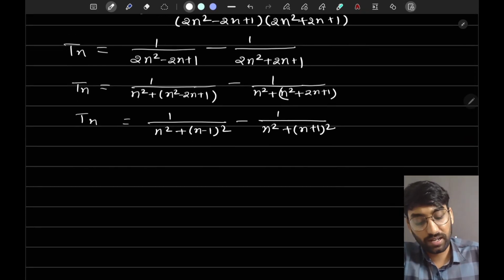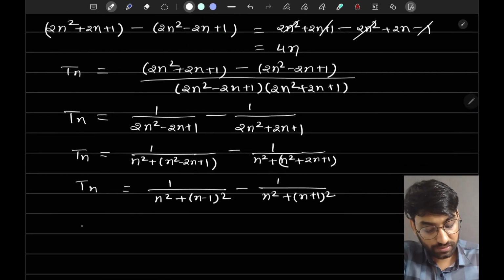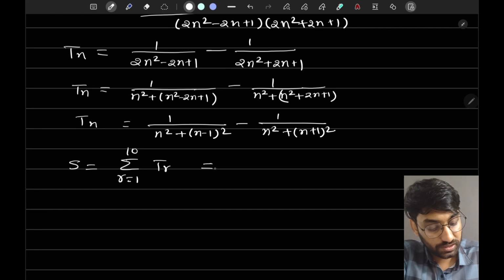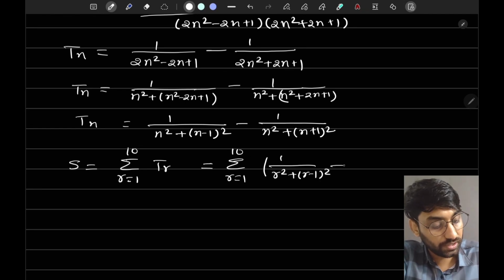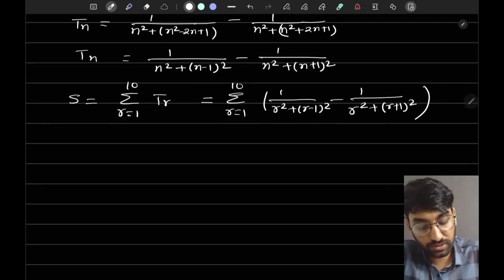Okay. Now what do I need to find? I need to find S. And S is the summation over r going from 1 to 10 of Tr, right? So it will become the summation over r going from 1 to 10 of 1 upon (r² + (r − 1)²) minus 1 upon (r² + (r + 1)²). Correct? Now let's expand it.